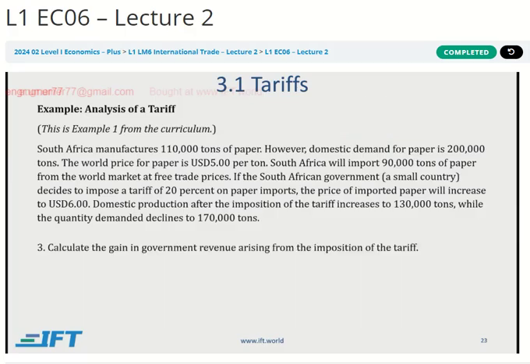All right, third question, what is the gain in government revenue? So again, from 5 to 6, domestic supply going from 110 to 130, your demand going down from 200k to 170, right? But this difference between 130 and 170 is still going to be imported, and the government is going to get that. So let me draw a better diagram.